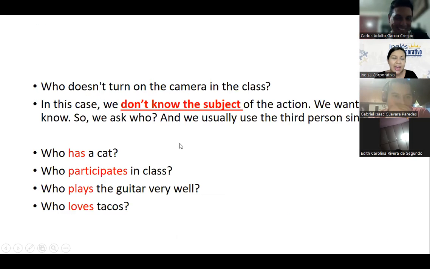Okay, thank you. And there is another structure for who, when you don't know the subject. When you don't know the subject of the action, we want to know who makes or who does the action. We ask who, and so we use the third person. For example, who has a cat? If you notice, we are not using an auxiliary here, not who do or does have a cat, because we don't have a subject. So we don't use an auxiliary, we use the verb in the third person, because who asks for the subject. So when you want to know the subject of the action, the doer of the action, we use the third person singular.